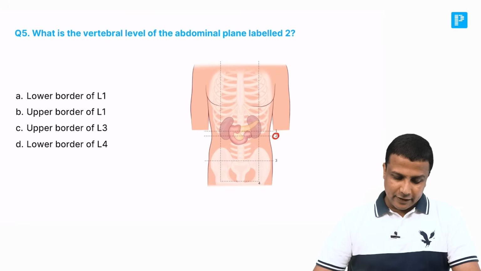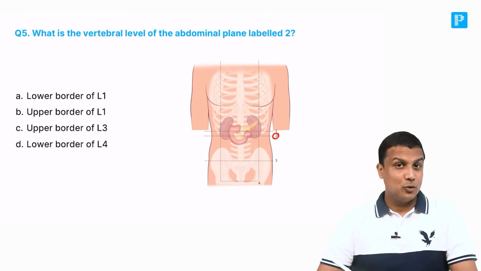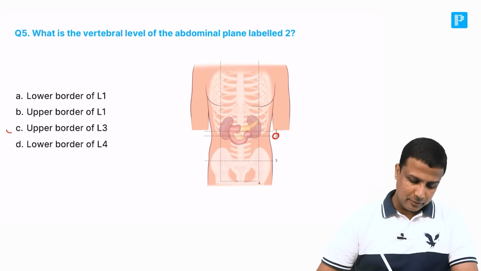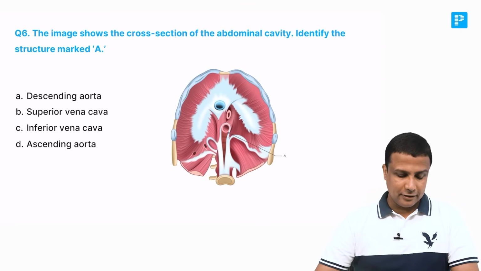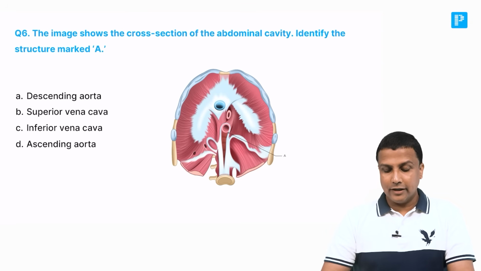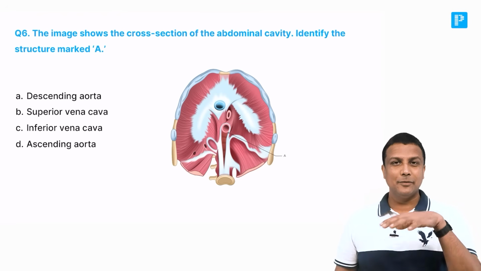Now, if you compare this diagram which is given in this question here, of course, that plane which is marked as 2 here will be the subcostal plane and that is passing at the upper border of L3. Perfectly done. Now, moving ahead with the next question here. The image shows the cross section of the abdominal cavity. Identify the marked structure A. Now, the moment you are looking at this image, there is nothing but your diaphragm.